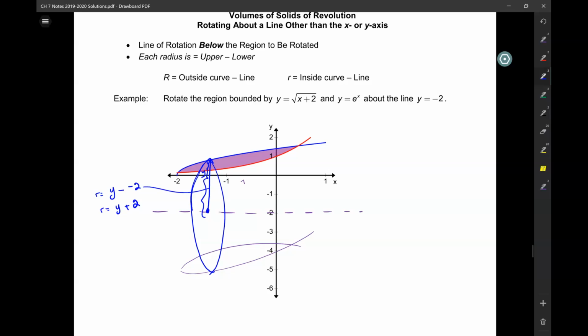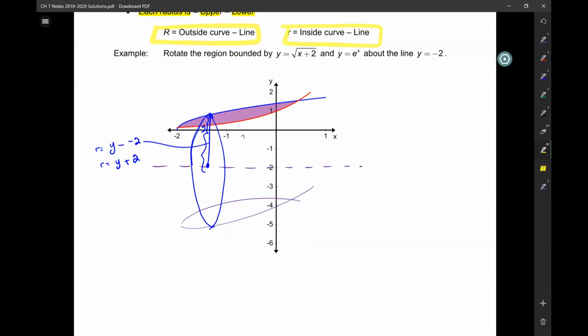So that's the theory, the concept behind it. So let's talk about where the line of rotation lies. If the line of rotation is below the region to be rotated, then each radius is the upper minus the lower, meaning big R is the outside curve minus the line, and little r is the inside curve minus the line. So let's go ahead and do this one. I'll take questions later.